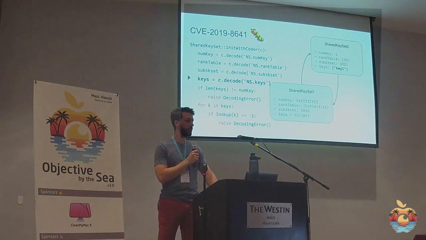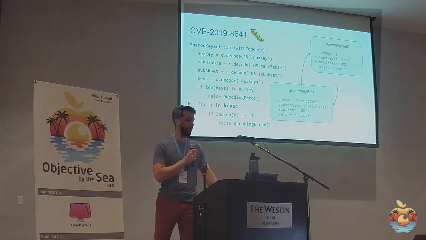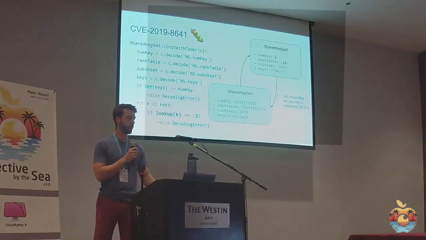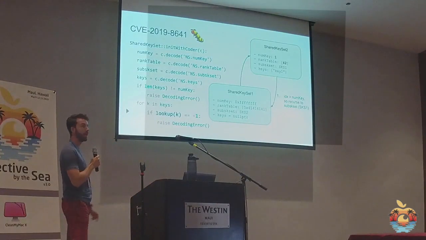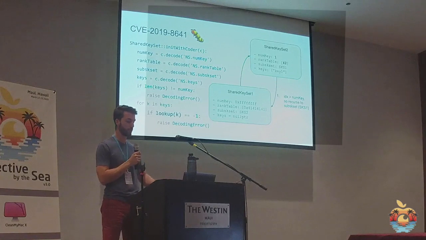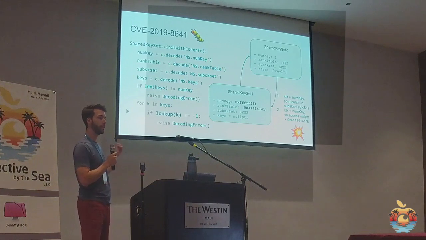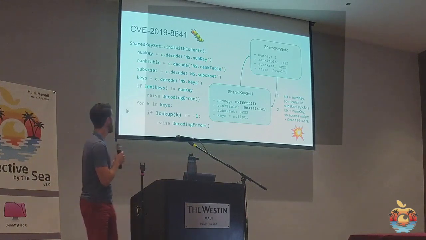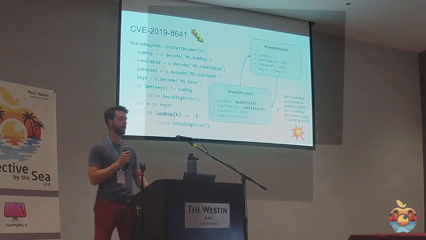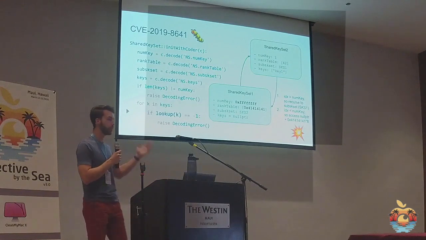We decode keys. Now this is fine, so the second key set looks okay-ish. And now we get here and we try to look up all these keys. In this case, the lookup of the first key fails because the rank table index is too big. So it recurses, and it actually goes to the first shared key set and tries to look up things there. But at this point, the first key set isn't fully initialized. It hasn't reached the sanity check, it hasn't reached this first if statement. And so the num key value is completely controlled.